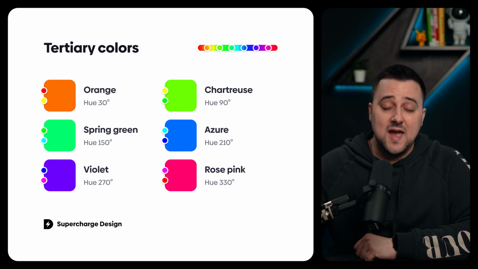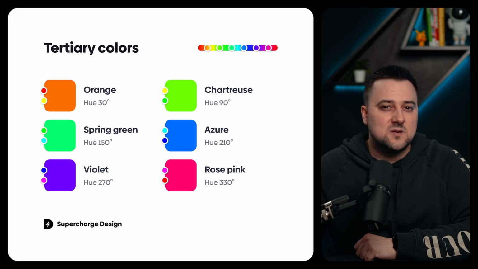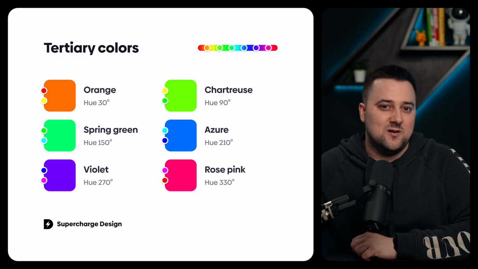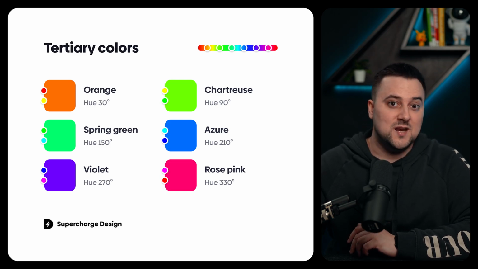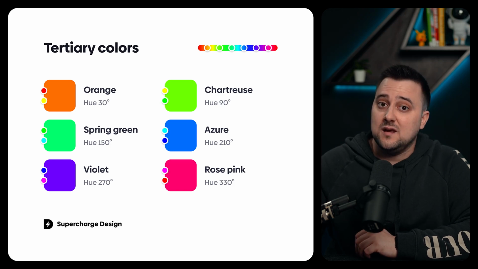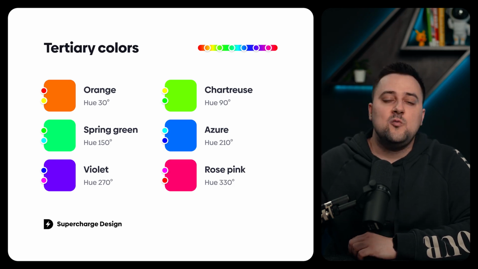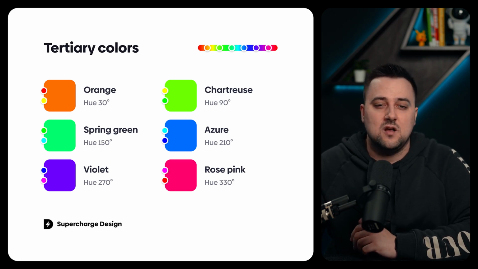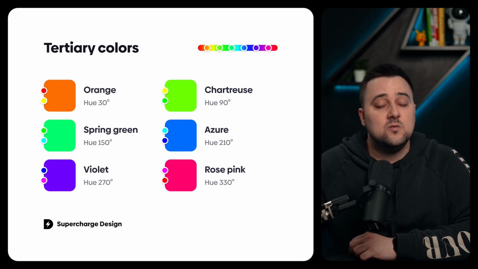At 30 degrees, we have orange. You can think of it as combining red, a primary color, with yellow, a secondary color. At 90 degrees, we have chartreuse color, more commonly known as yellow-green or greenish-yellow. It is the result of mixing a primary color green with a secondary color yellow. At 150 degrees, we have a spring green, sometimes even called emerald, a bright blue-green color. It's a result of mixing green with cyan.